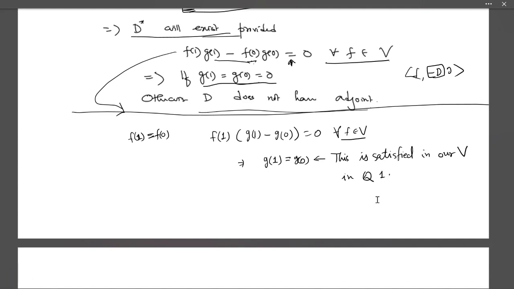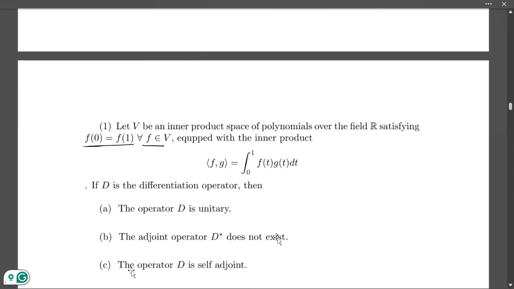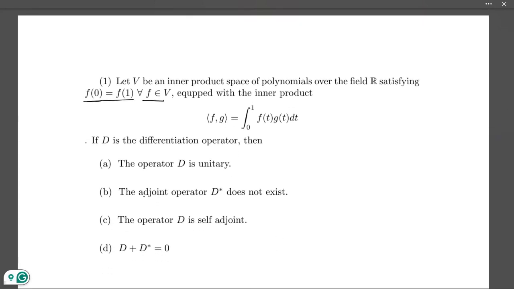So we have this, right? T and F are coming from our vector space only, right? There we have this condition. G1 and G0 are same. F1 and F0 are same. Any vector, take any H0, H1, they are same, because our vector space satisfies this condition. So adjoint exists.